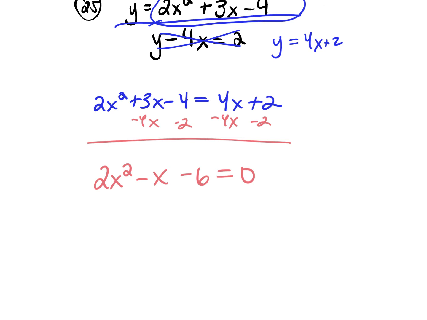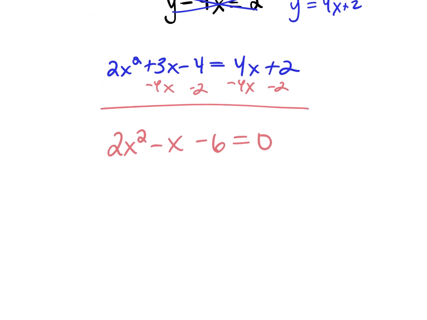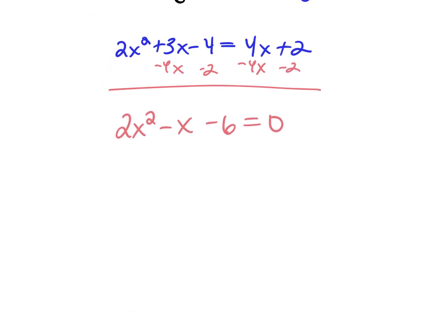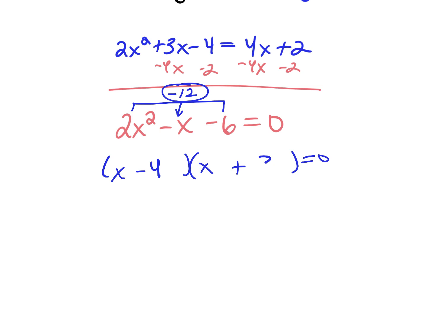All right, this is a factoring problem. We've all seen a bunch. A is not 1, right? So we take A times C. What are the factors of negative 12 that'll multiply to give me negative 12 and add to give me a 1? Yeah, negative 4 and positive 3, right?